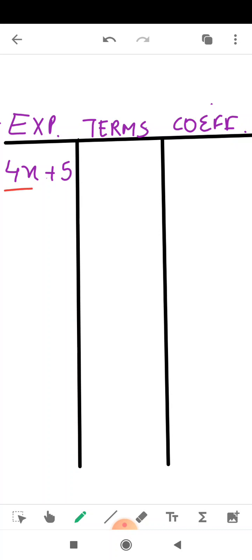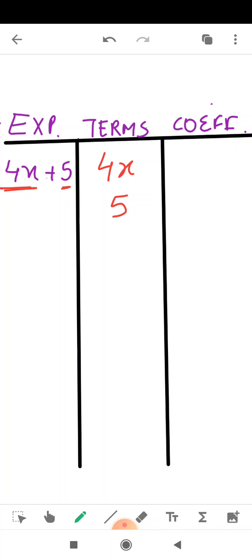Where multiplication is taking place, that is one term. Now 4 is multiplied with x, so this is one term only. So terms are separated by plus sign or minus sign. So this expression has two terms. One is 4x and the other one is 5. So two terms are there.